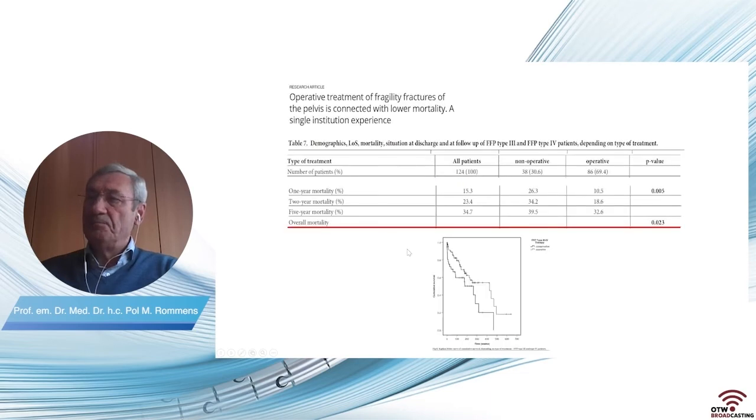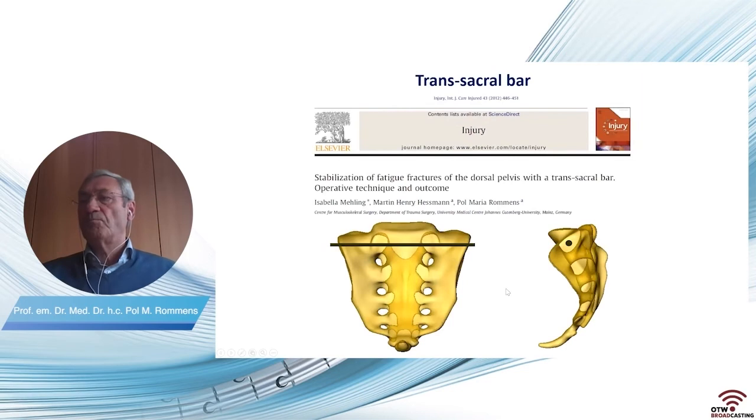But again, and here you see the Kaplan-Meier curve, after 1 year, 2 years, and 5 years, we found a better survival of the operatively treated patients. So in both groups, the unstable lesions and the FFP2 patients with stable, undisplaced posterior lesions, both profit from a surgical treatment.